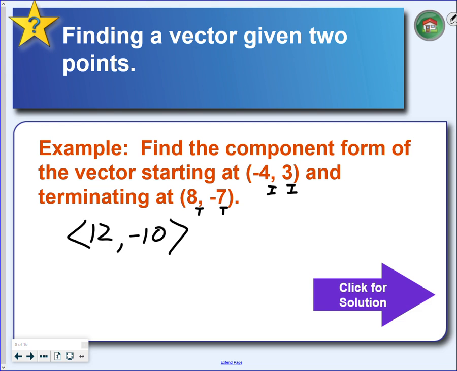Okay. Well, let's see here. If we're going 8 minus negative 4, right? Then that becomes 12. Okay. And negative 7 minus 3, they're both the same, so they get bigger. That equals negative 10. So yeah, absolutely right. Supposed to do terminal minus initial. Yeah, good rule of thumb, if you're looking for change, you do final minus what you started with. Okay?